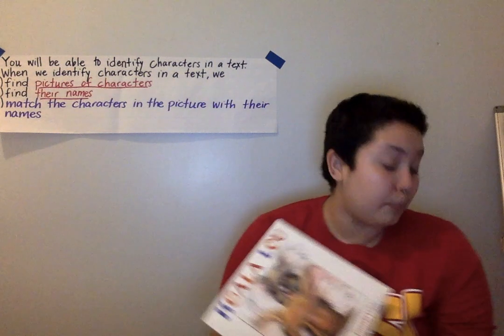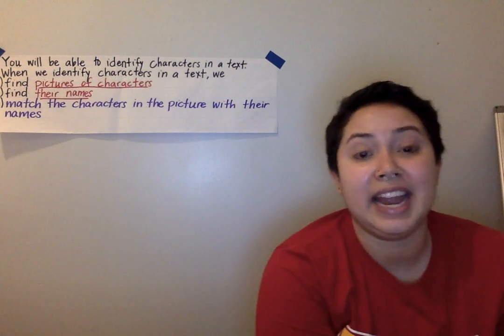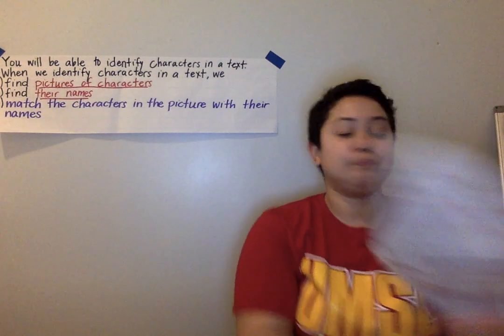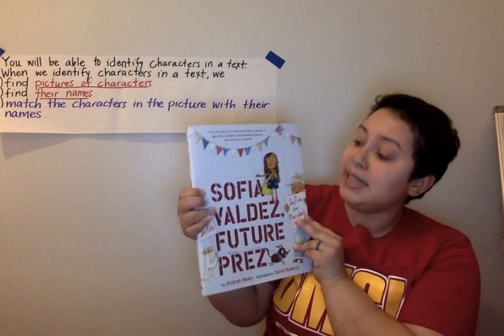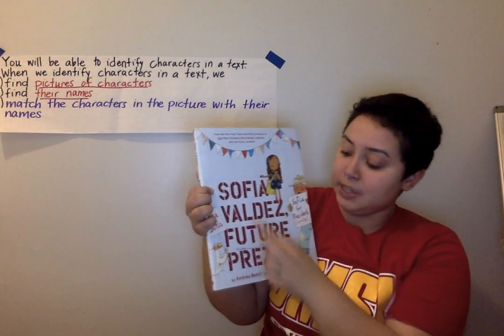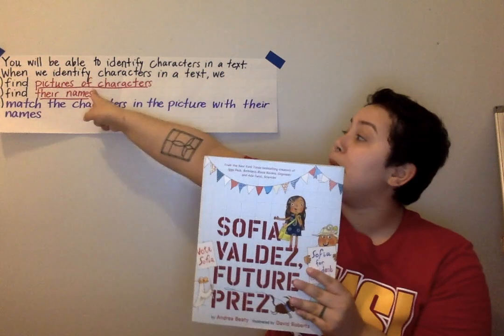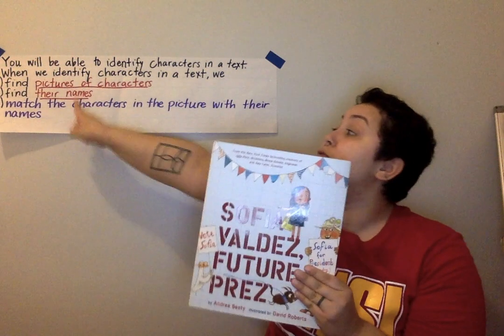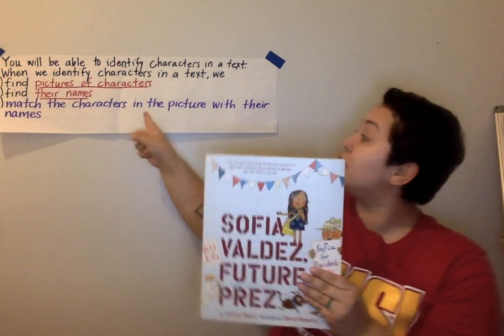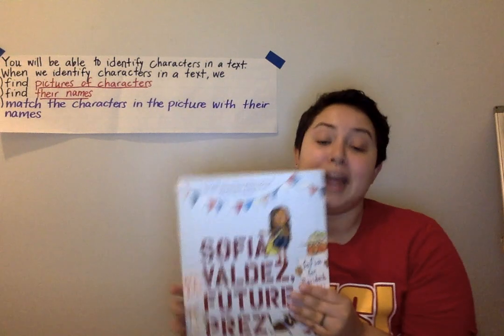Now we're going to read a brand new text today, and I'm so excited for it. My text is Sophia Valdez, Future Prez. And when we're reading, you will find the pictures of the characters. You're going to find their names and match the characters in the picture with their names. Get ready.